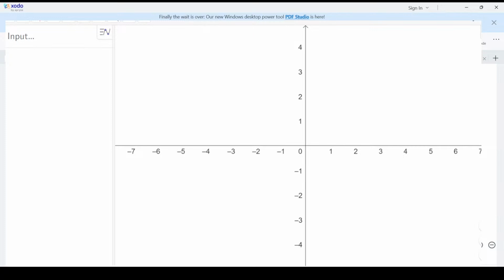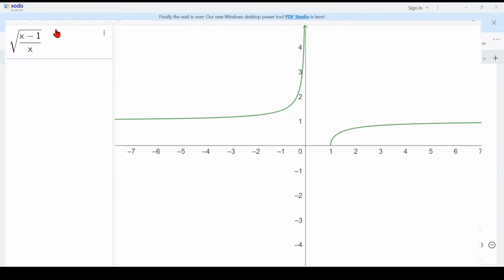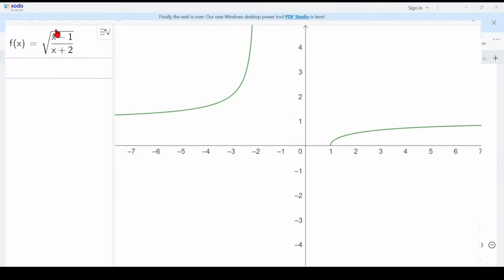I can see now, sir. Square root of (x minus 1) by (x plus 2). Okay, so between 0 and 1, it is not even defined.